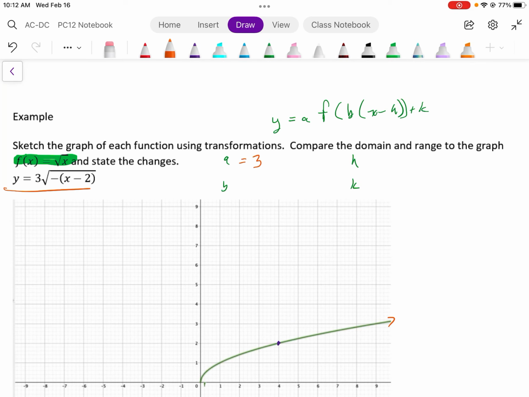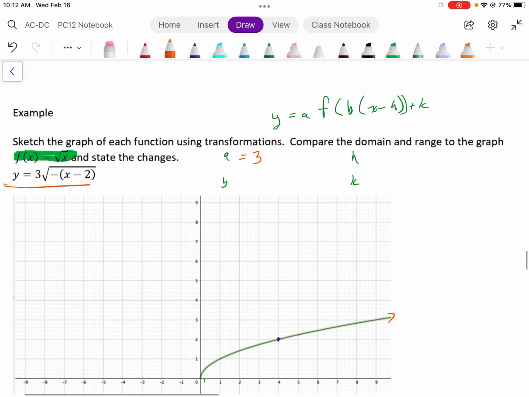A is 3. B is negative 1. H is 2. K, well, there is no k. K is 0 here. So I'm going to sketch the graph of each function using transformations. So very nicely, whoever gave you this question also gave you the graph to map. So there we are. We've got a definitely great starting place.